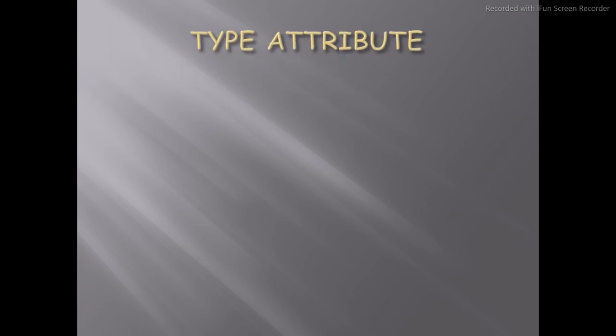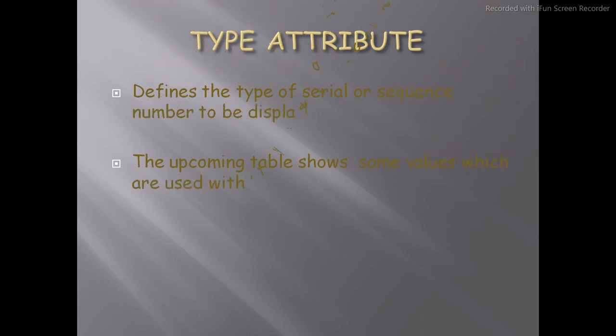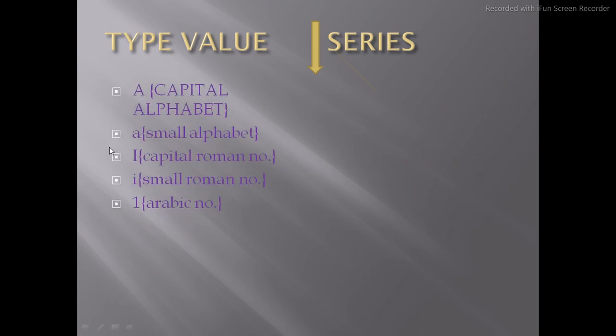Now the type attribute. What is it? It defines the type of series or sequence number to be displayed in the ordered list. The upcoming table shows some values which are used with the type attribute in the OL tag. So you can see the type, value and the series. These are the type values. If you type these, then this series will come.